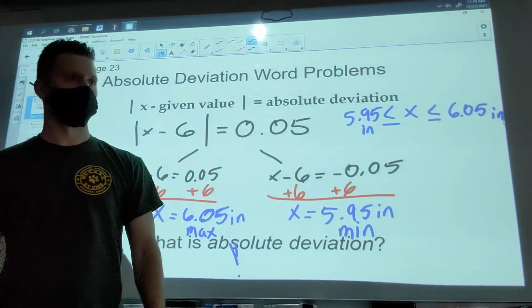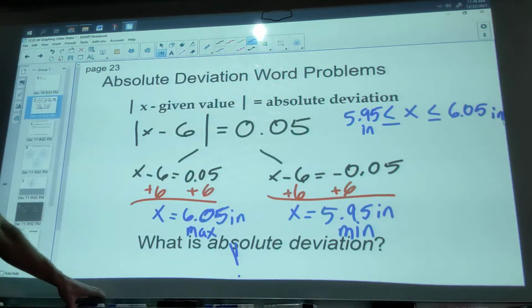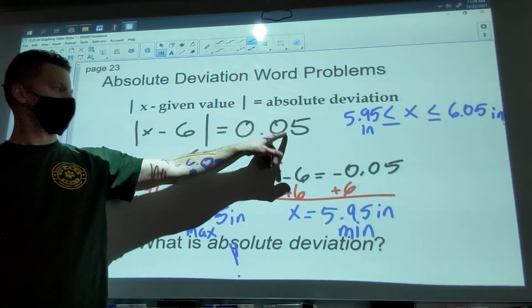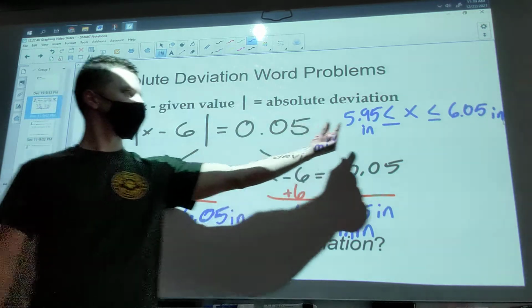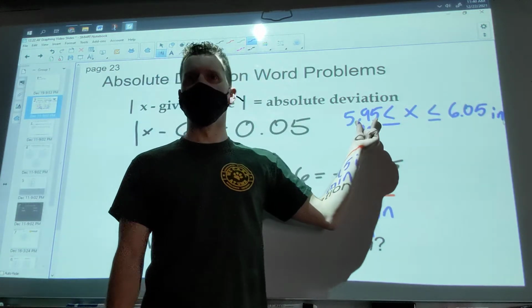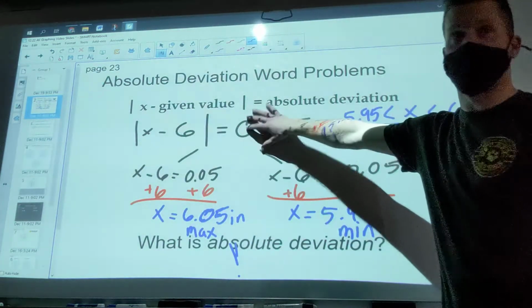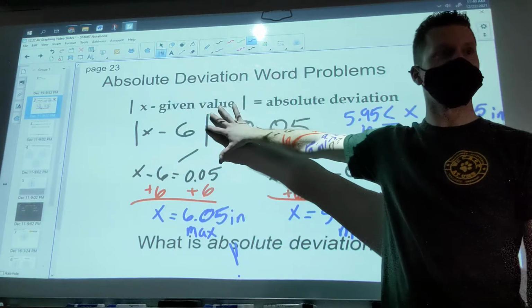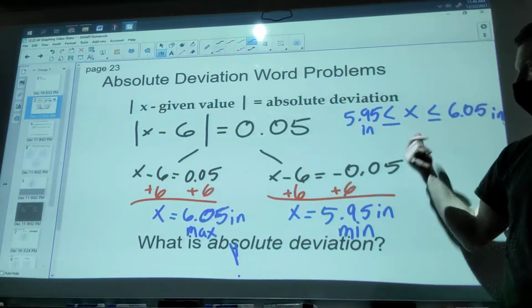Without the whole algebra, what would you do? Add 0.05 minus 0.05. Yeah, we would just take 6 and add this on, and we'd subtract it off, right? So I'm still looking for you to show me algebraically and prove it. This is the formula that does that. But you can also just do a quick mental check.